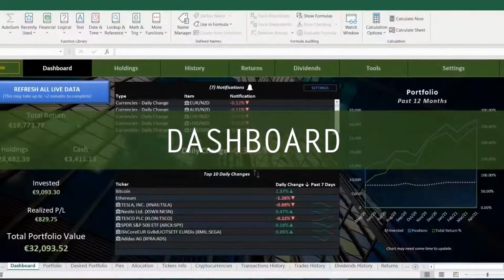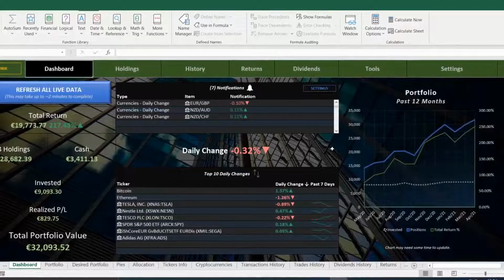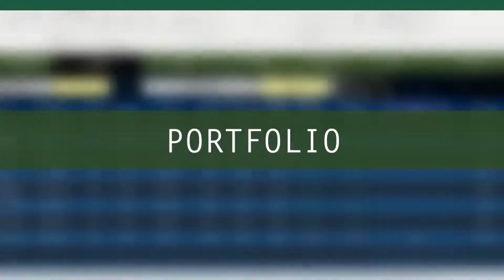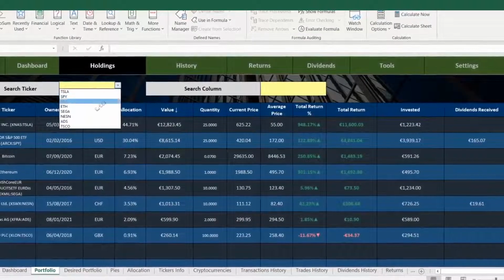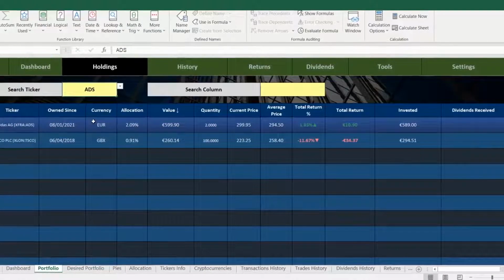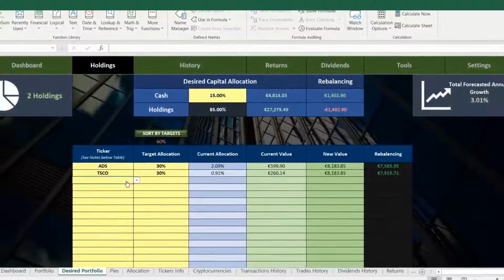Let's see some of the features included. Dashboard. Start the day with an overview of your portfolio and receive customized notifications. Portfolio. See all your current holdings and details for each one. Desired portfolio. Create your ideal portfolio and see what rebalancing is required.